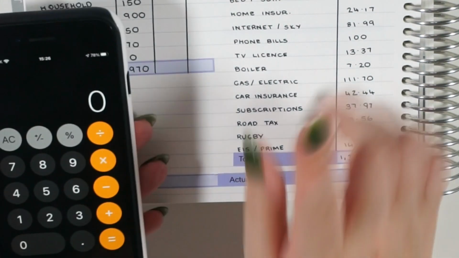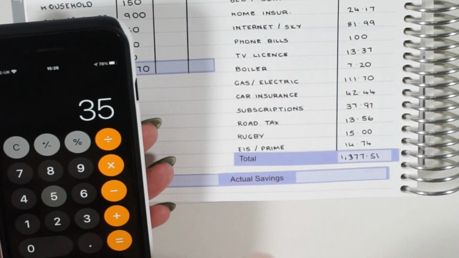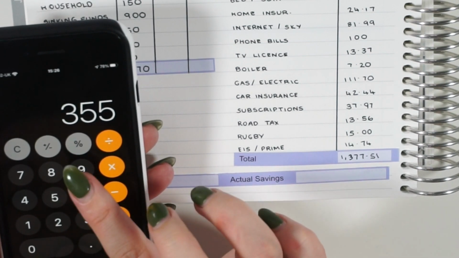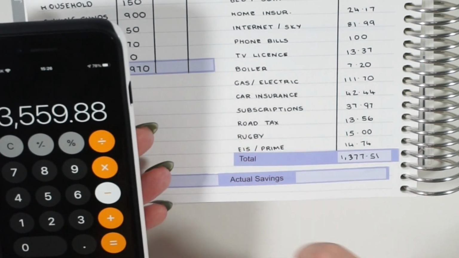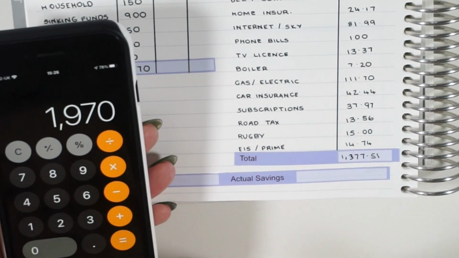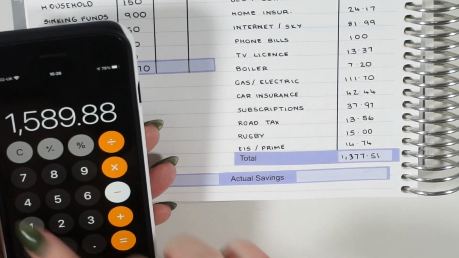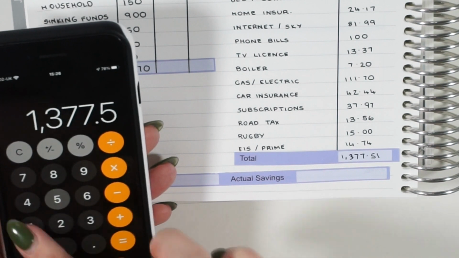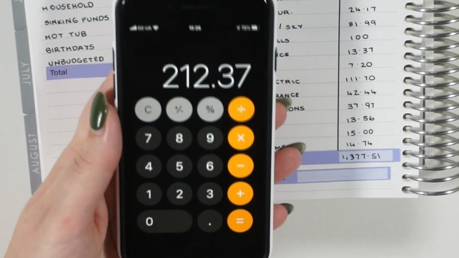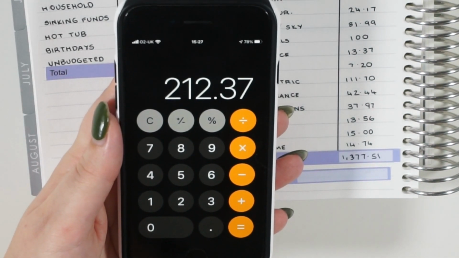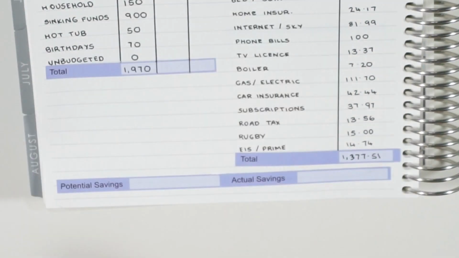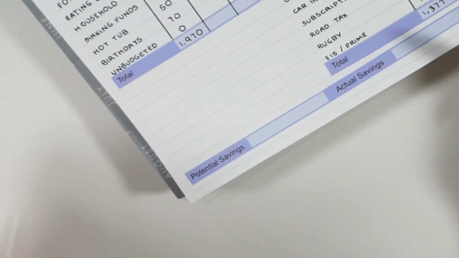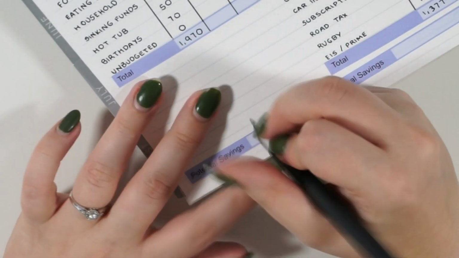So last thing to do is to fill out our potential savings. How to do that is you take your total estimated income, so for us it's £3,559.88, minus your variable 1,970, minus your fixed 1,377.51, and that will give you your potential savings. So our potential savings are £212.37, which is again more than I had anticipated, and that was with me adding on the £50 for food.